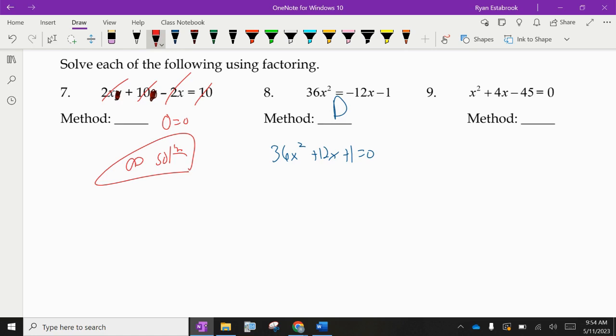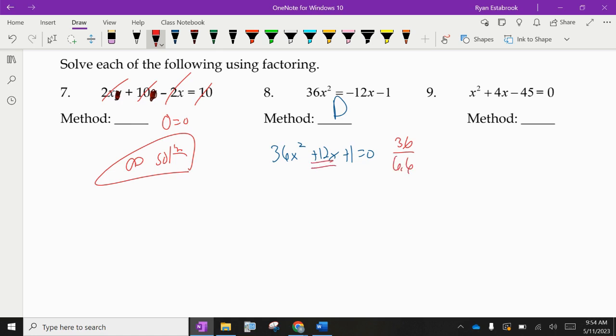When you do split middle term, multiply the A value, the first one, times the C value, the last number. 36 times 1 is 36. That's what we want to multiply to. So we're looking for 2 numbers that multiply to this 36, but add up to how much? 12, the middle one. Can you think of 2 numbers that multiply to 36 and add to 12?